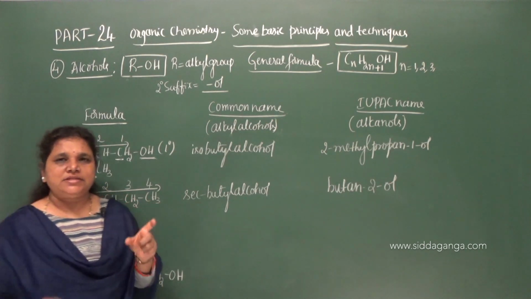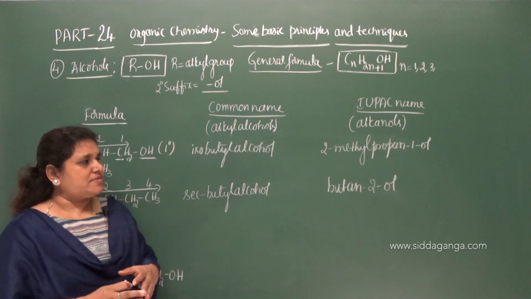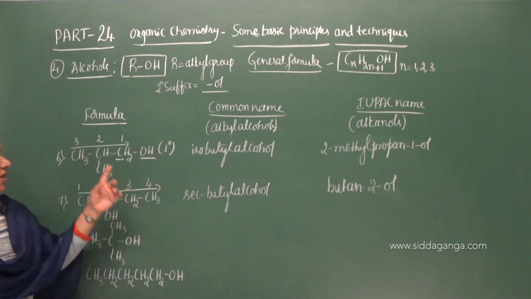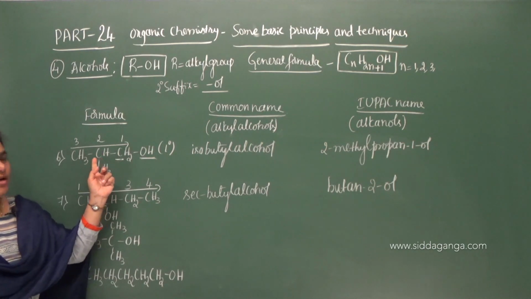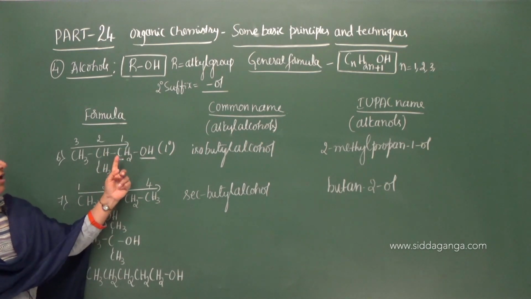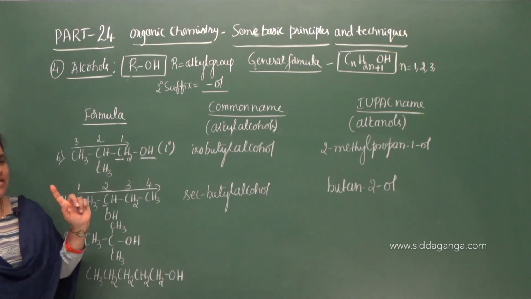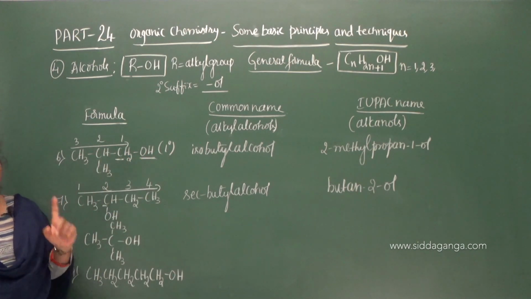When a carbon atom is attached to two other carbon atoms, then it is called secondary. So here it is primary because this carbon is bonded to one other carbon, therefore it is primary. To the primary carbon OH group is attached, therefore it is a primary alcohol.